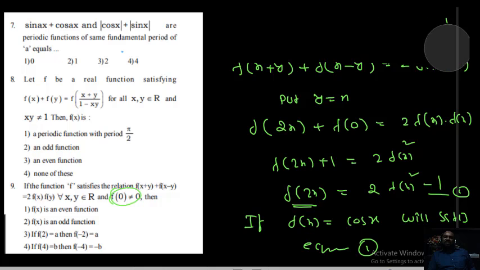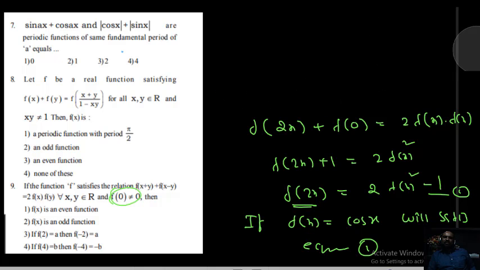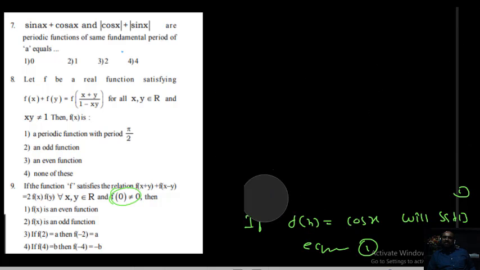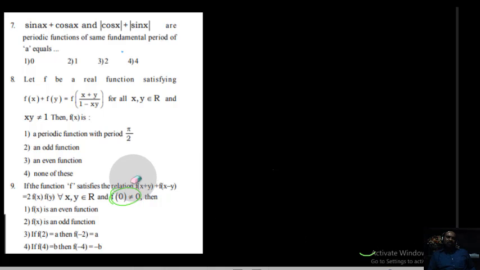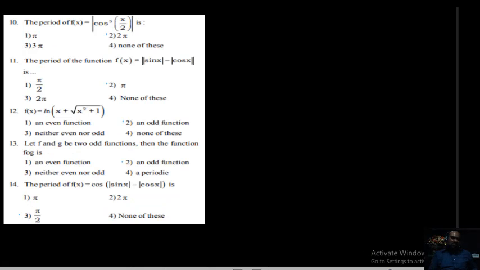What type of function is cos x? Cos x is an even function. So finally what can I say? Even function. I am solving the problem using the objective type, not the descriptive type. So finally I conclude the given function is an even function. Okay, yeah, next.